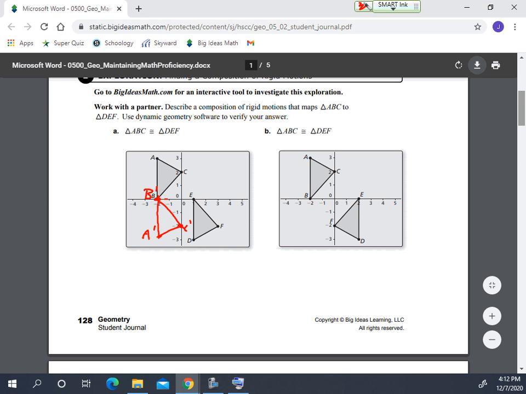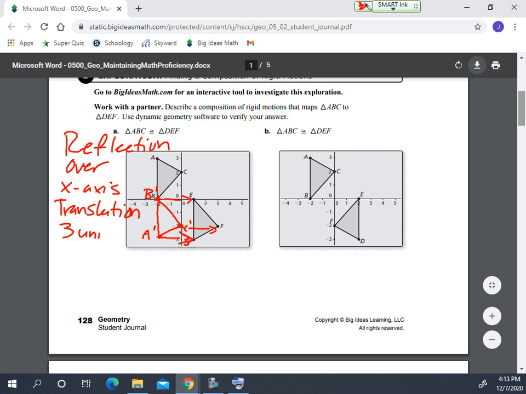And then it shifts 3 units to the right. So, to describe this, it is a reflection over the x-axis and a translation 3 units to the right. Okay.